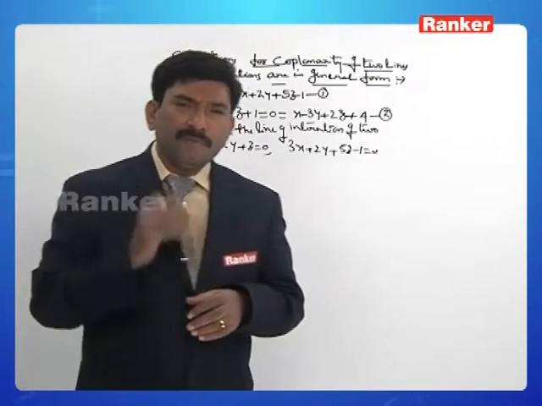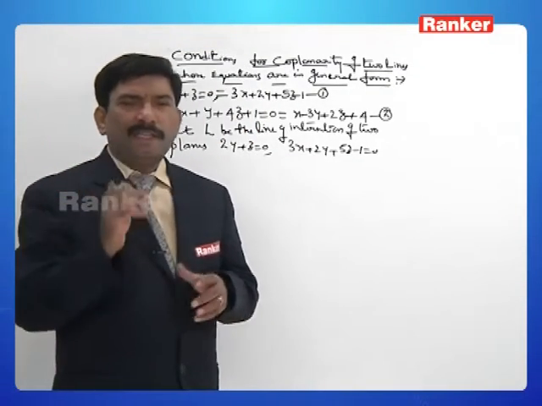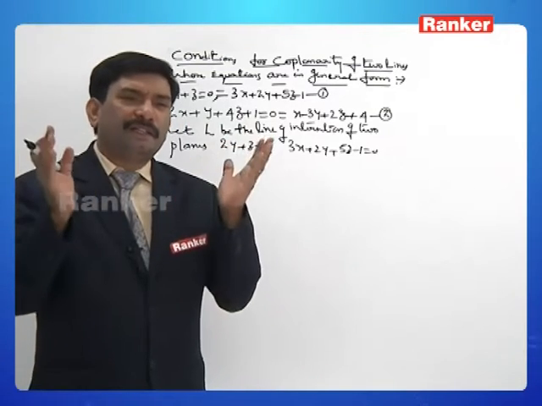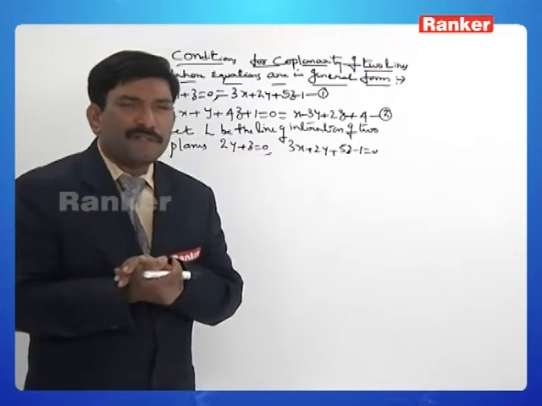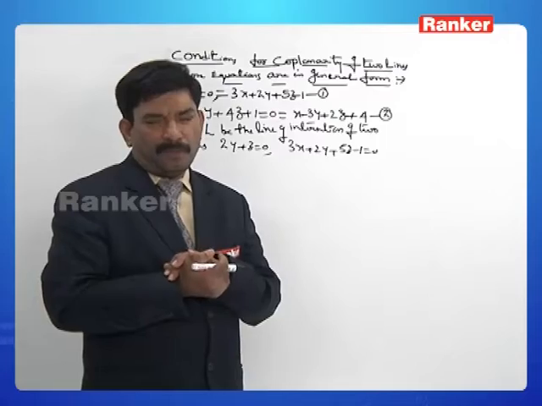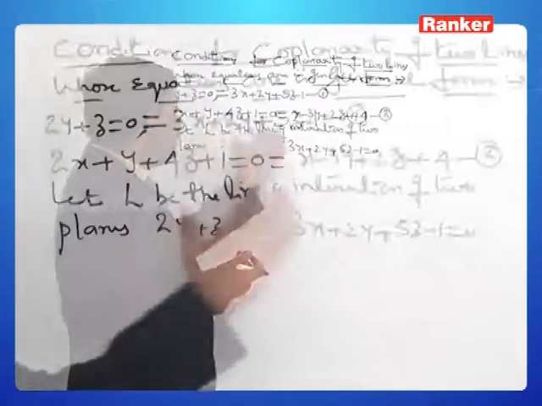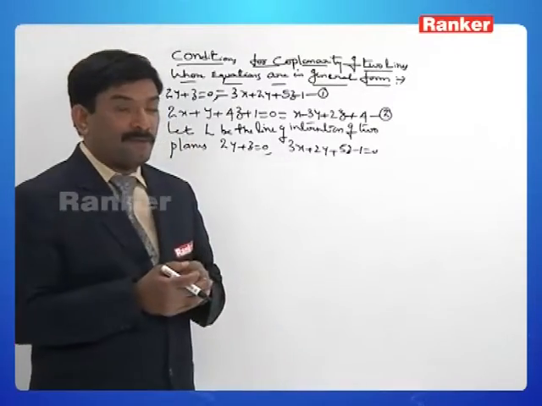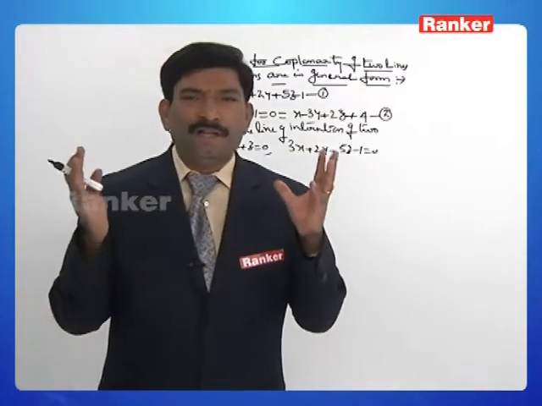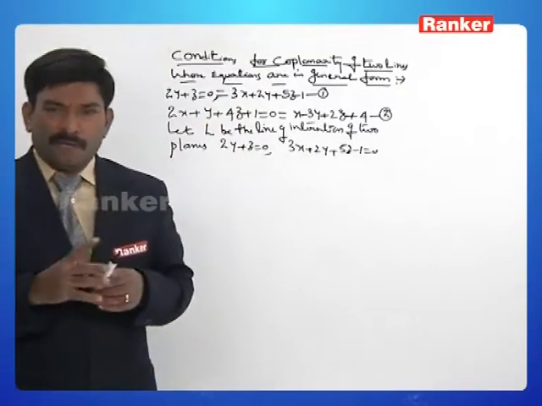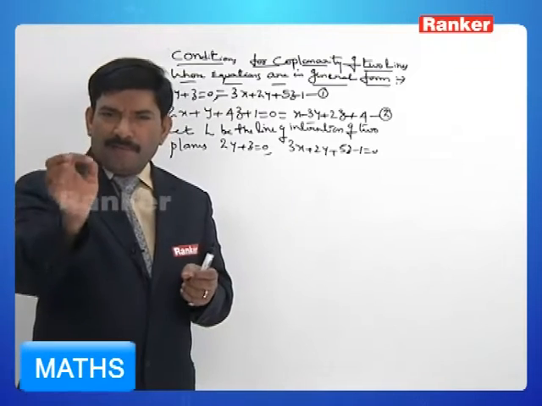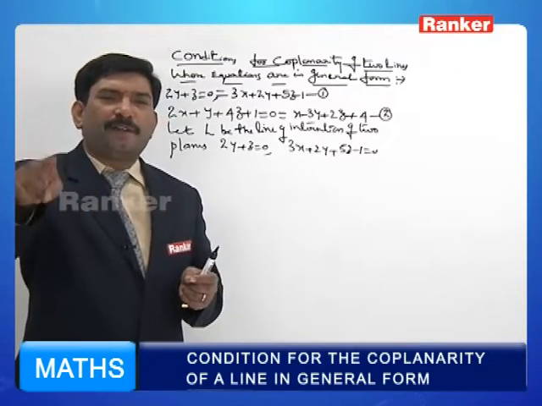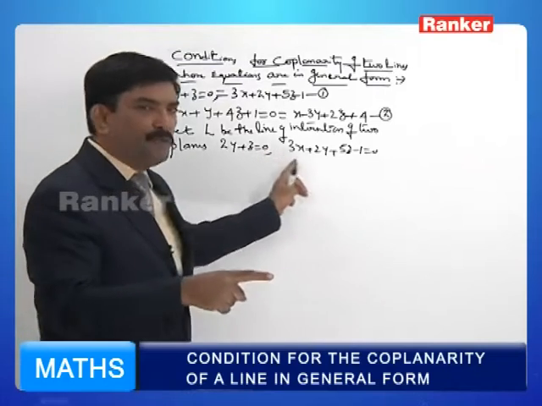Let L, M, N be the DCs of a what? A line. Let L be the line of intersection of two planes. Planes means they have normals. Without a normal, they cannot identify the planes. Let small l, m, n be the DCs of a line which is always perpendicular to these two planes.